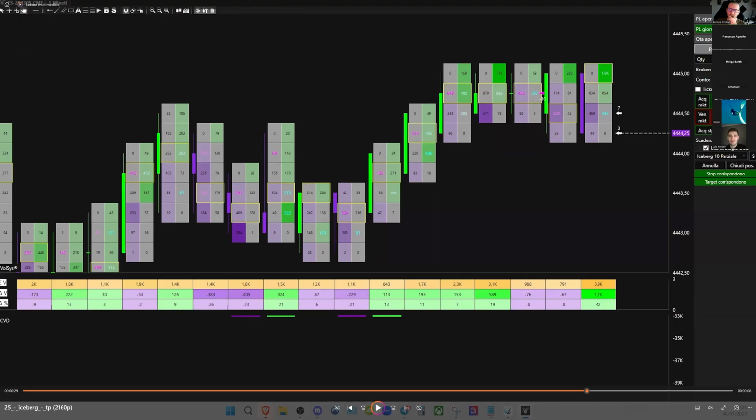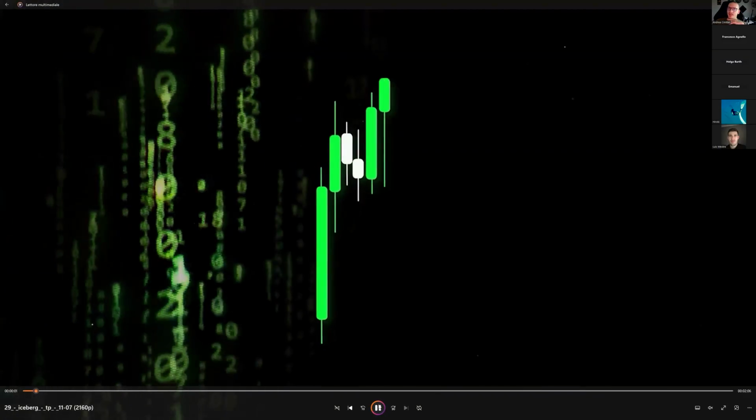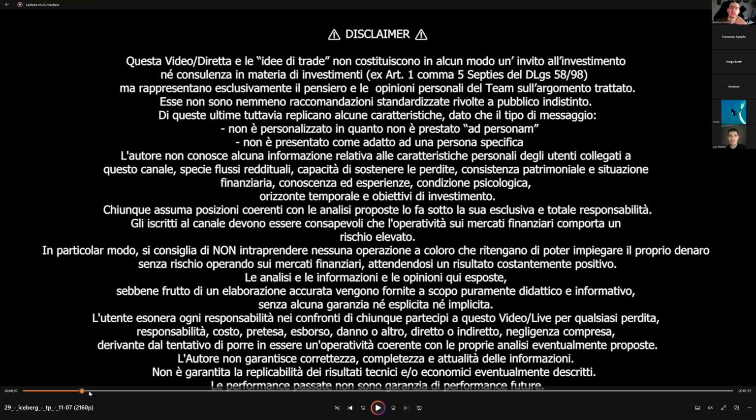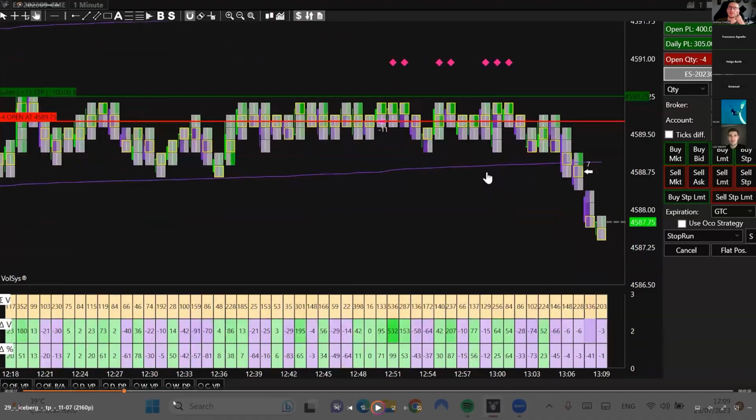Where are you looking for these setups? I look for them mostly in the S&P 500, the ES E-mini contract, and in the London session only.